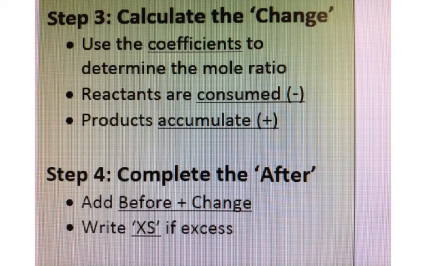Then you need to calculate the change. That was for the B, this is for the C. You're going to use those coefficients to set up a ratio, and that's called a mole ratio. You're comparing how many moles of one substance to how many moles of another substance.